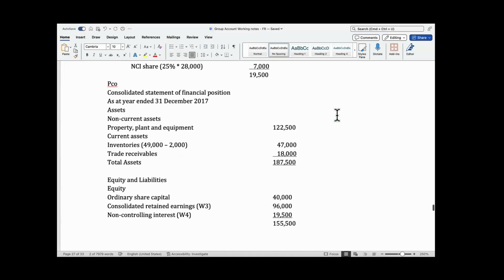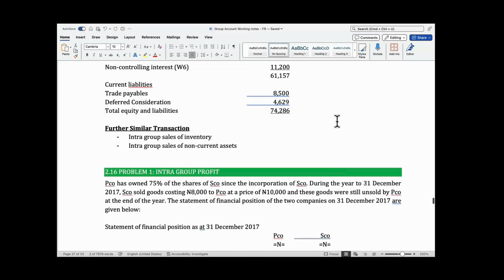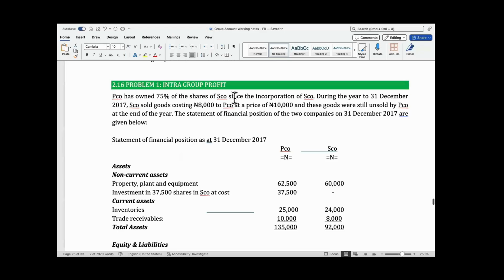Thank you. So for this one, the difference is very clear. Here, they consummated transaction between themselves, and all the goods were still unsold. So the profit of 2,000 should be eliminated. And here they made the profit straightforward. The cost of the goods is 8,000, the selling price 10,000. So 2,000 profit, eliminate everything.